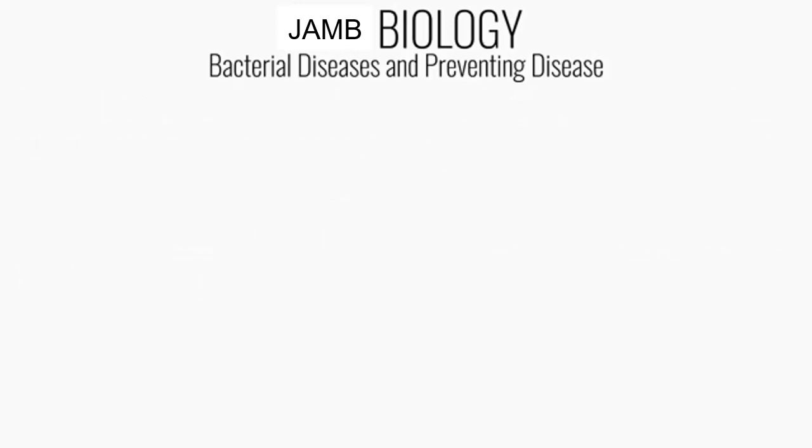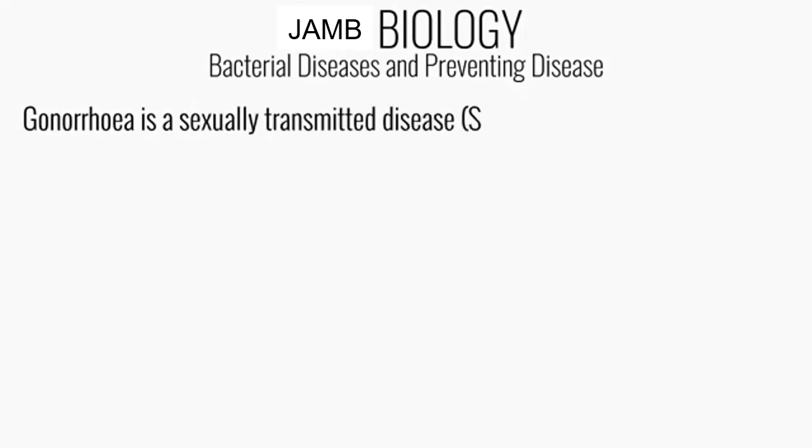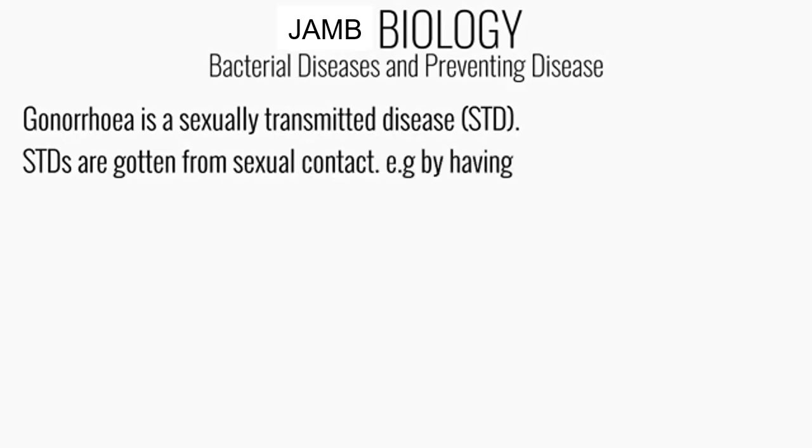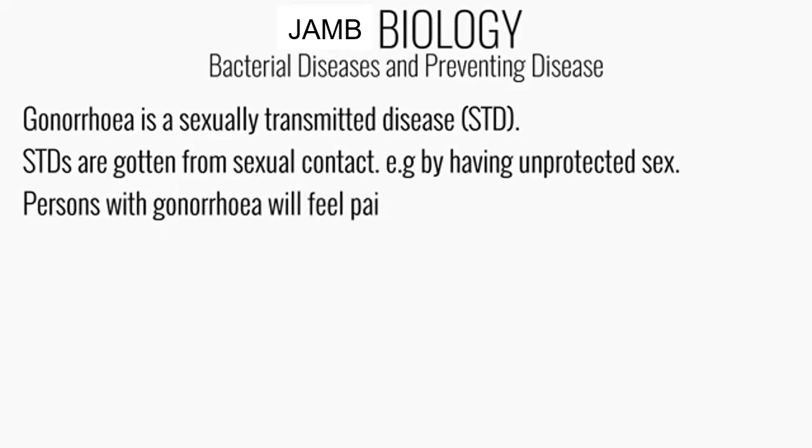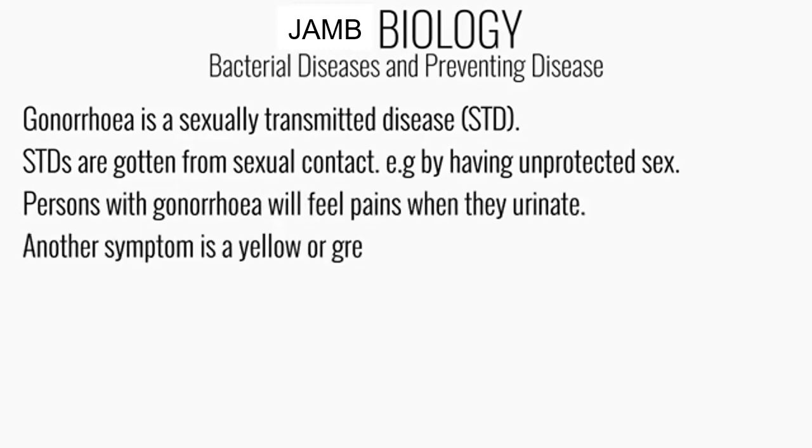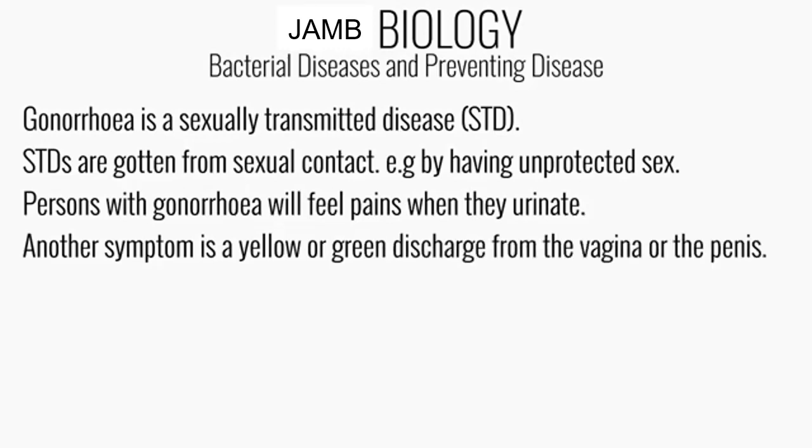So the next disease, gonorrhea, is a sexually transmitted disease. So like we know, STDs are gotten from sexual contact, for example, having unprotected sex. A person with gonorrhea will feel pain when they urinate. Another symptom is a yellow or green discharge from the vagina or the penis.